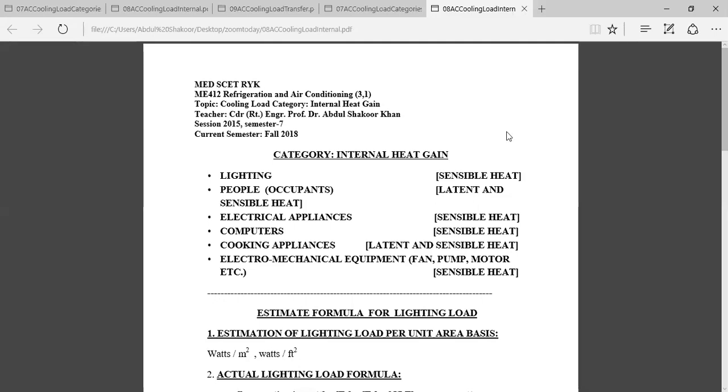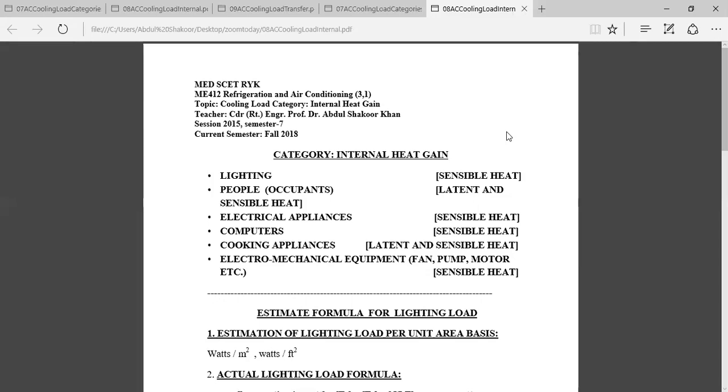Okay. So now this second page shows in detail how to go to internal heat gain. Internal heat gain consists of the following items, which are shown on the screen. First is lighting. Lighting emits sensible heat, like a light bulb. And people, which is called occupants, have two types of loads: one is latent load and the other is sensible heat load.